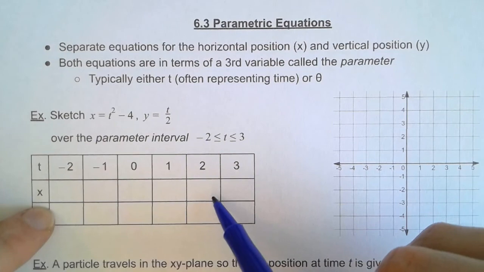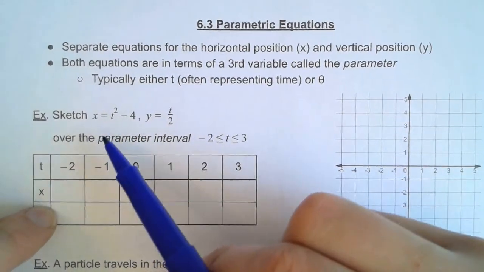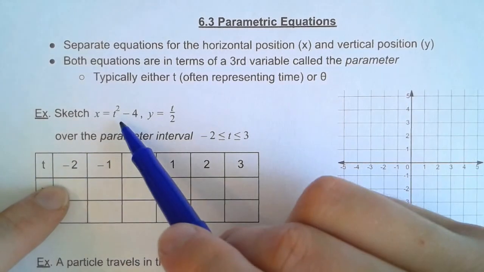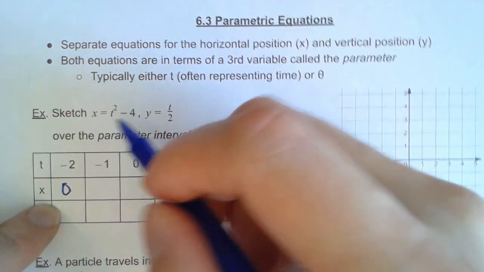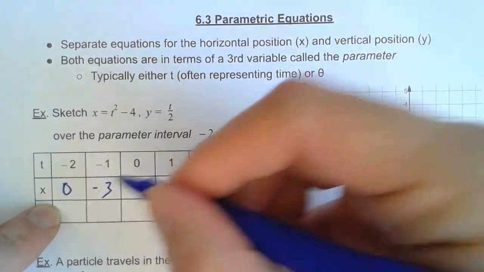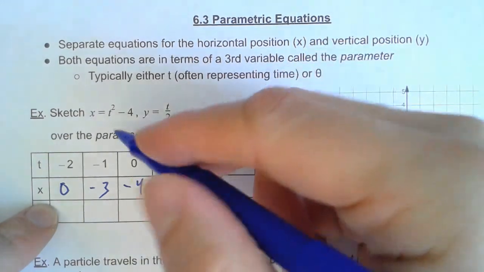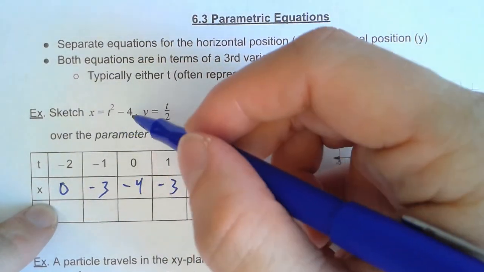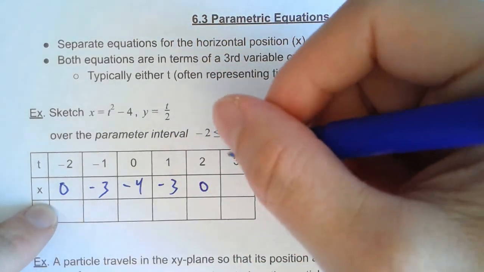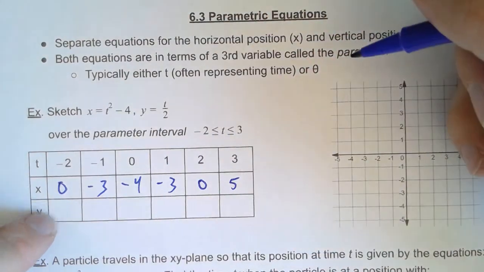We just take these values and substitute them into the different equations. I'll do all the x values first so that I can use that same rule. I'll take -2 and plug that in: 4 minus 4 is 0. Then 1 minus 4 is -3. 0 minus 4 is -4. 1 minus 4 is -3 again. 4 minus 4 is 0 again. And then 3 squared is 9, and 9 minus 4 is 5.